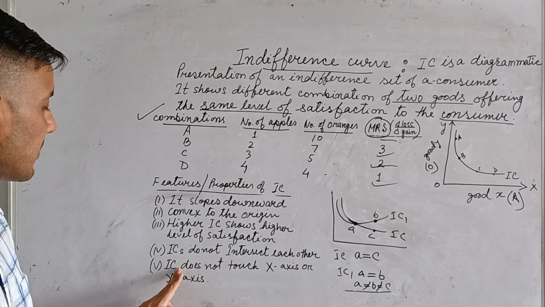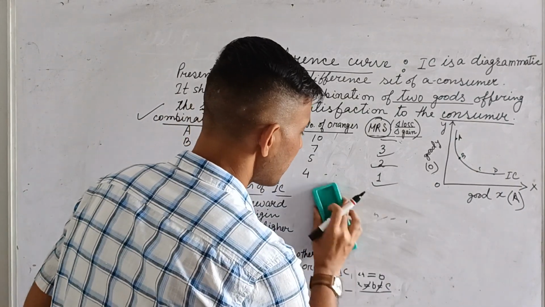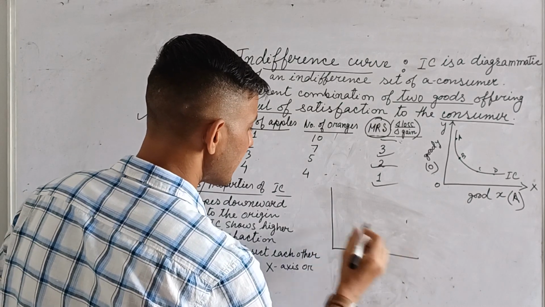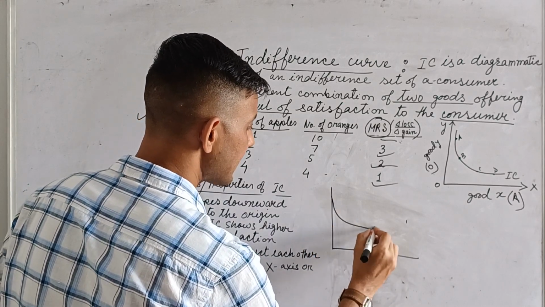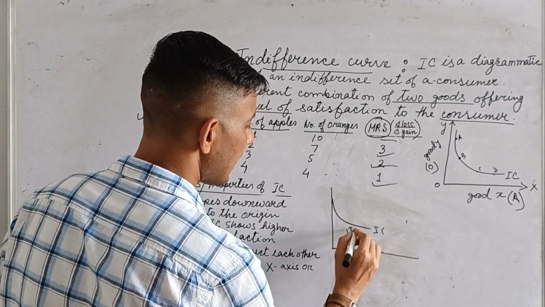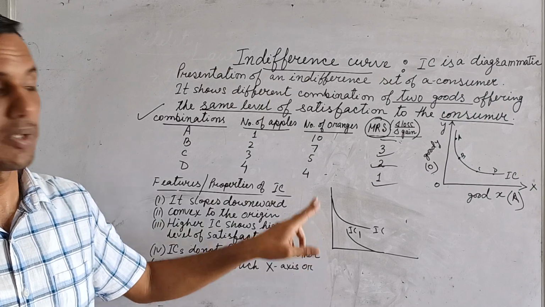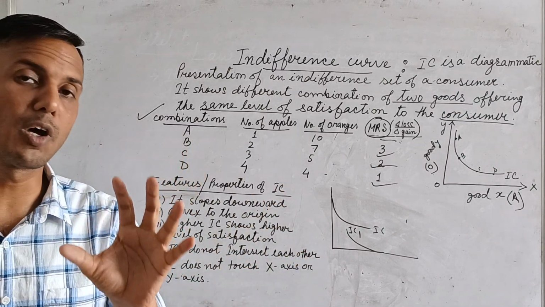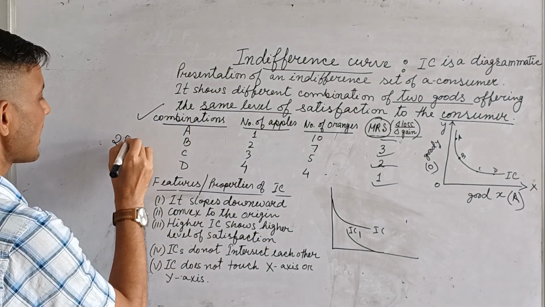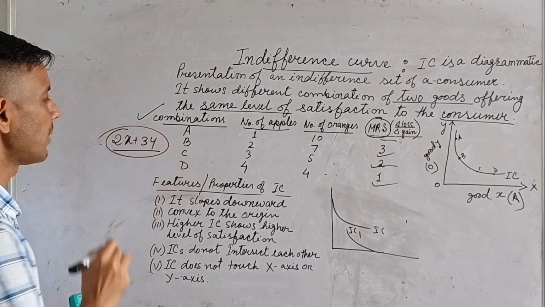Indifference curve does not touch the X or Y axis. See here, an indifference curve cannot touch. So for example, this one is the IC or this one is the IC1. What is the definition of indifference curve? It shows the combination of two goods. Combination of two goods means what? Suppose 2X plus 3Y. This one is the combination.